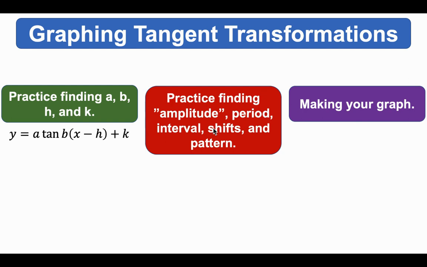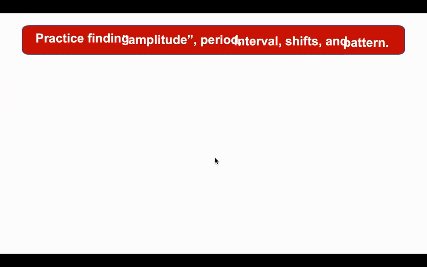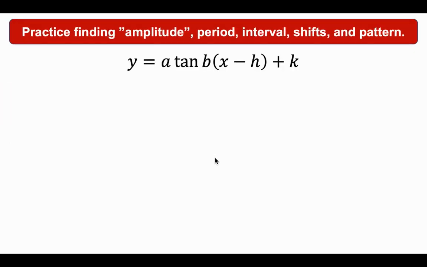And then any left, right, up, or down shifts, that's your h and k. And then we're going to work with the pattern, so it makes it easier for you to graph. All right, so we're not going to graph yet. We're just going to find these pieces. So again, that's your general form.